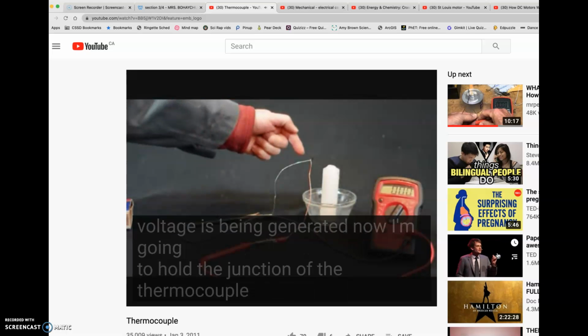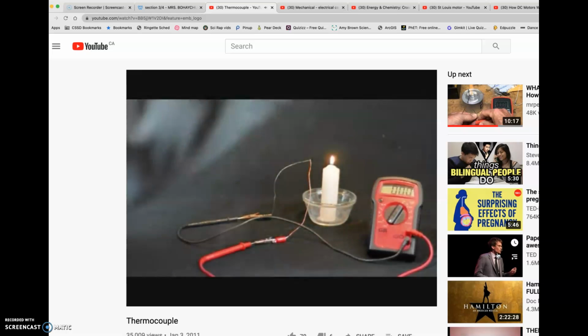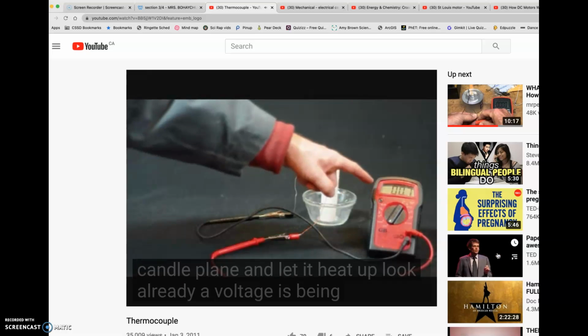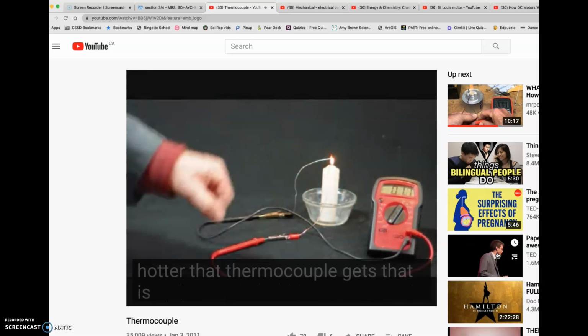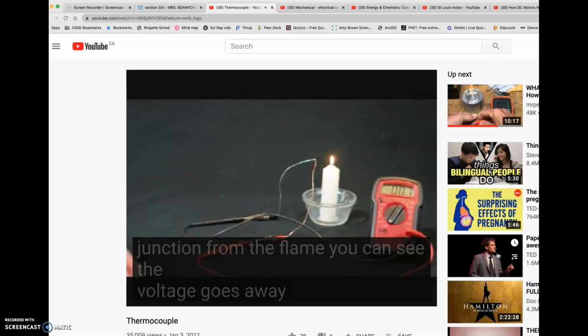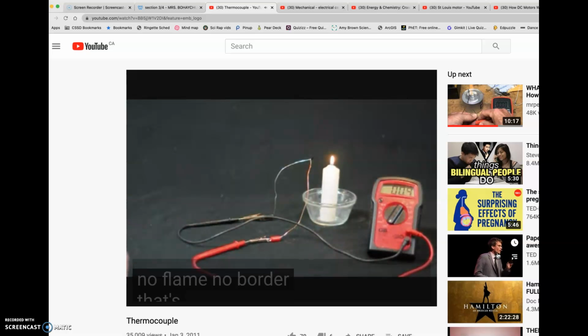Now, I'm going to hold the junction of the thermocouple in the candle flame. So, I need to light the candle. I'm going to push the junction into the candle flame and let it heat up. Look, already a voltage is being generated. The hotter that thermocouple gets, that is, the hotter that junction gets, the more voltage is produced. When I remove the junction from the flame, you can see the voltage goes away. Flame, voltage; no flame, no voltage. That's the thermoelectric effect.